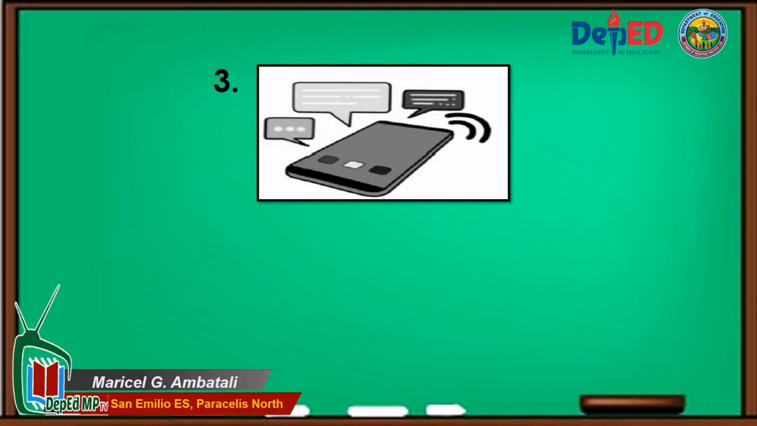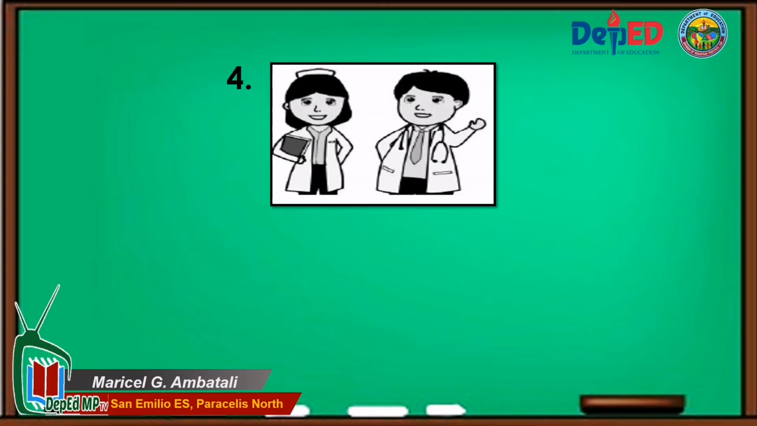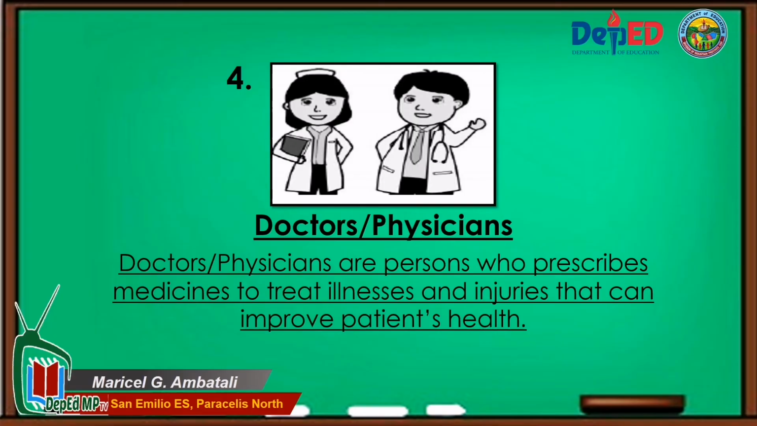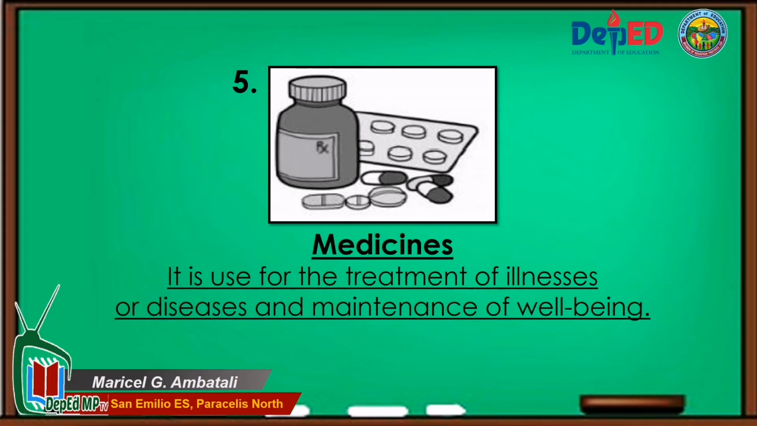Number 3, the answer is cell phone. It provides information you need to know. Number 4, the correct answer is doctors or physicians. Doctors or physicians are persons who prescribe medicines to treat illnesses and injuries that can improve patients' health. Number 5, the correct answer is medicines. It is used for the treatment of illnesses or diseases and maintenance of well-being.